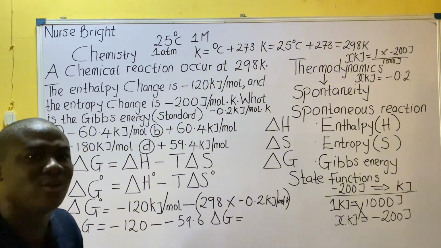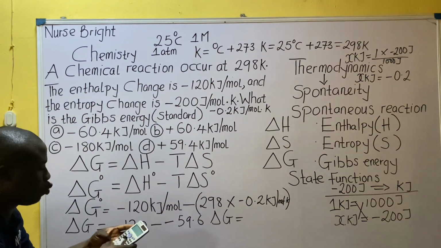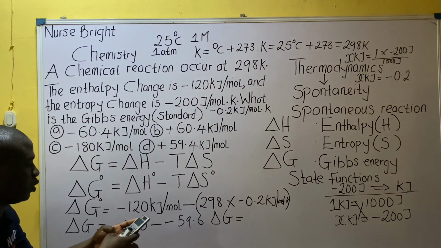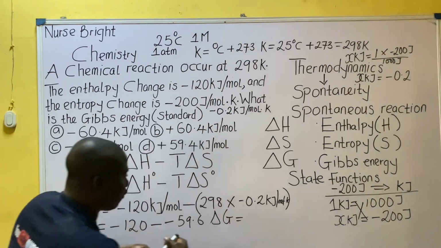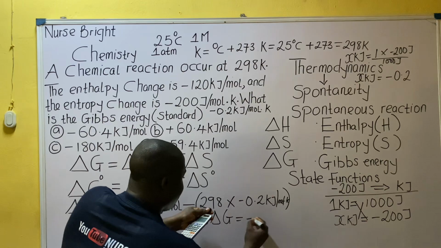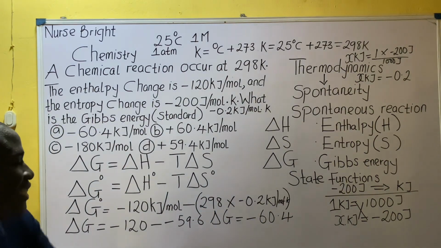Minus times minus is plus. But what you do, just input everything into your calculator. So we have minus 120 minus 59.6. Input it correctly. You can see the final answer we got for this question is delta G will now be minus 60.4. Minus 60. You know this is energy, right?